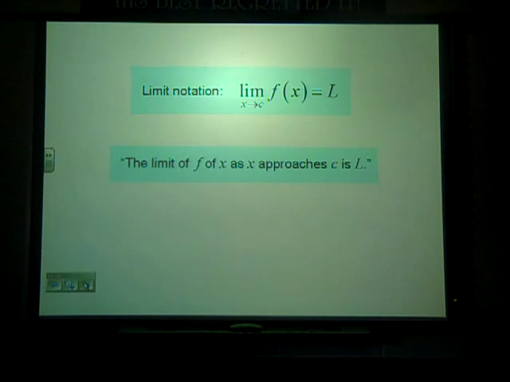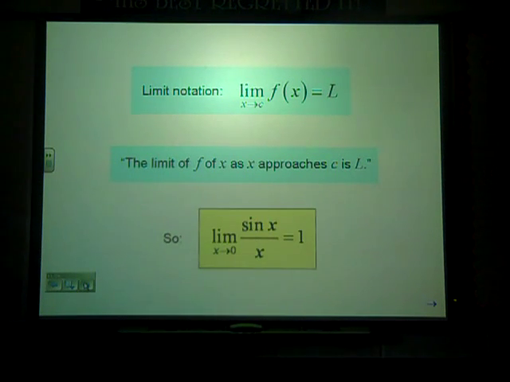So we read that as the limit of f of x as x approaches c is L. And from our last example, the limit as x approaches 0 of sine of x over x, that's our f of x, equals 1. That's our L, or our limit.